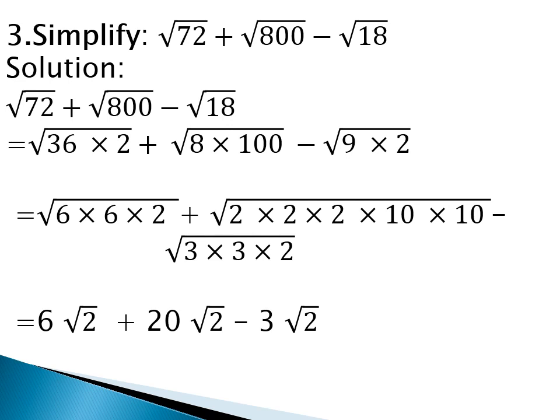So just expand the factors thoroughly and write them in order, the smallest numbers written first. So 6 into 6 into 2, 6 is coming 2 times, so 1 time we can take out. Whichever is not possible to take the square root of, we can leave in the radical.